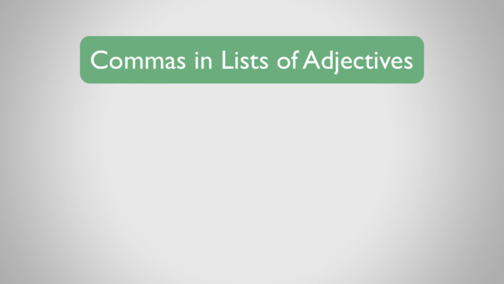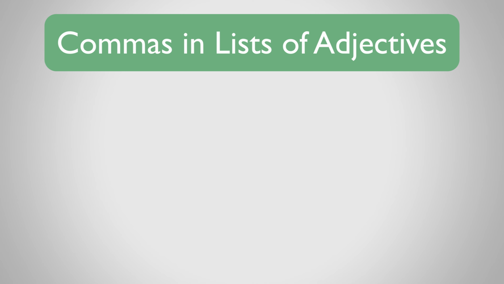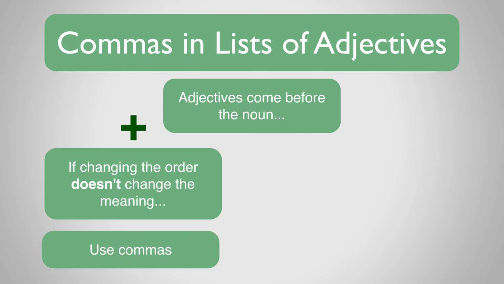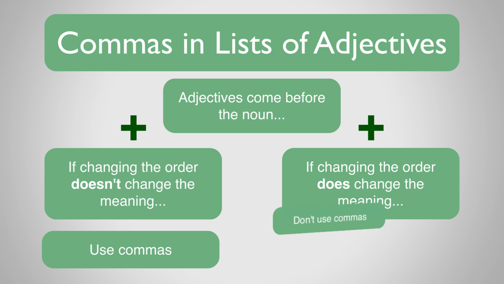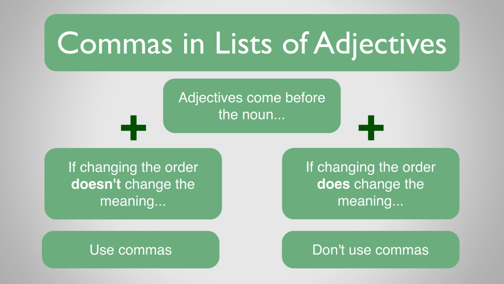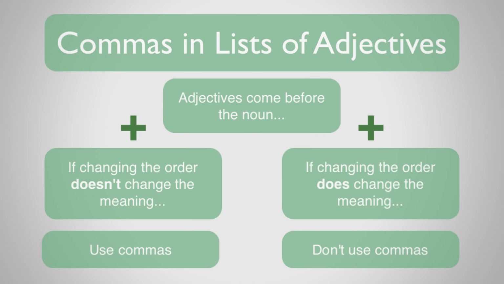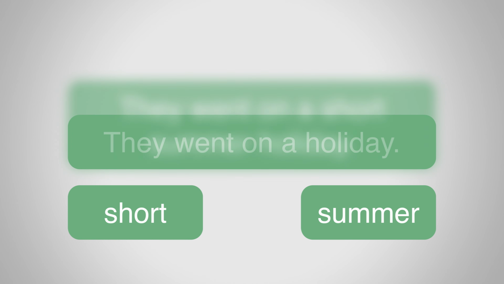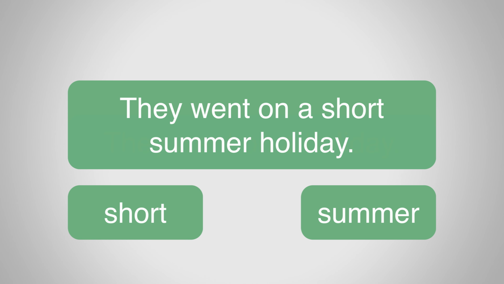Okay, so when should we not use commas between adjectives? Well, we said we would use them if the order of the adjectives could change without changing the meaning of the sentence. So if the meaning of the sentence does change, we shouldn't use commas. Take a look at this example. They went on a holiday. Let's add a couple of adjectives to describe the holiday to make it more descriptive. They went on a short summer holiday.